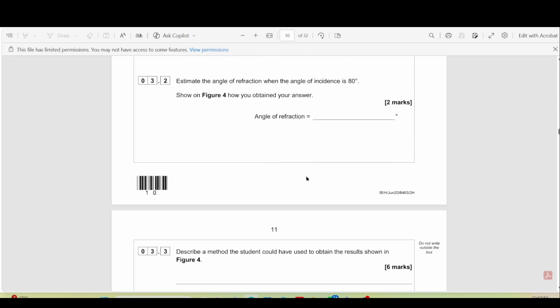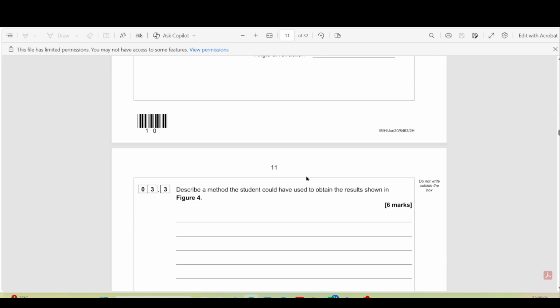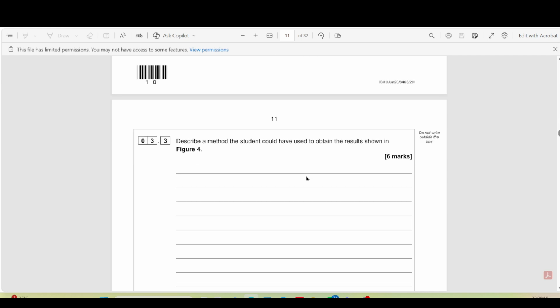Describe a method that the student could have used to attain the results shown in figure 4. Get a glass block and place the glass block on paper, and draw around it. Then draw a normal at 90 degrees using a ruler.